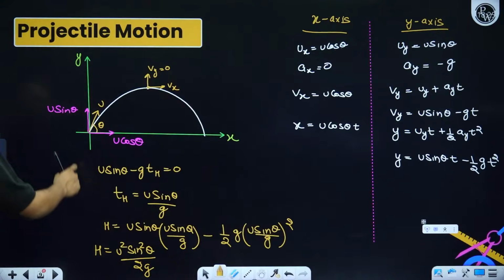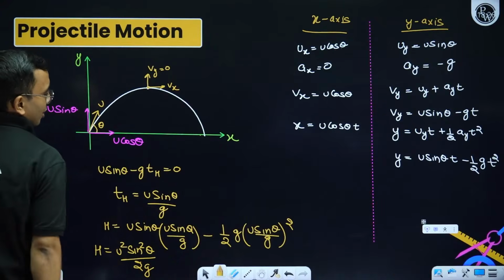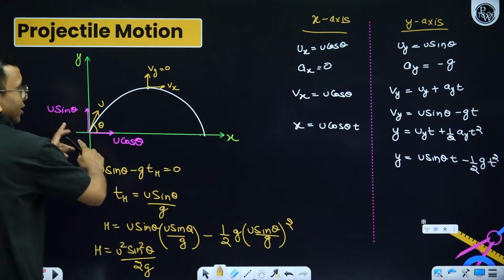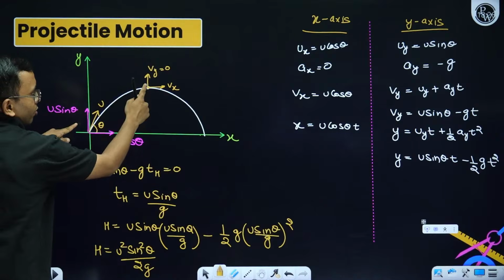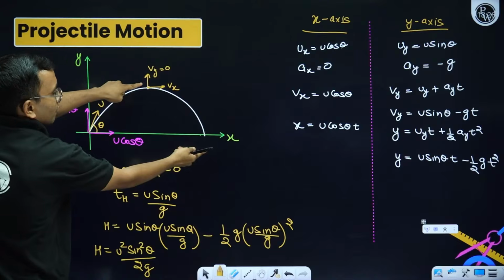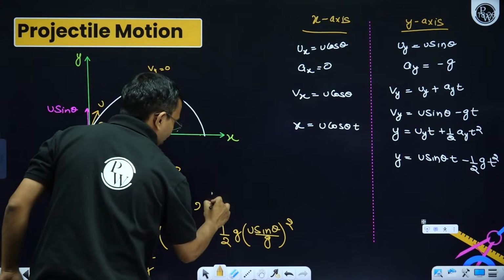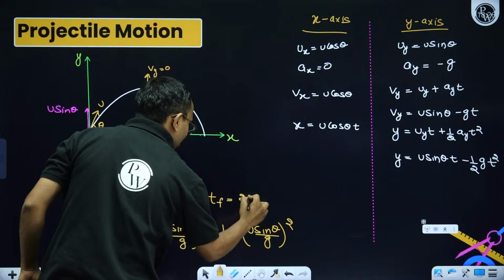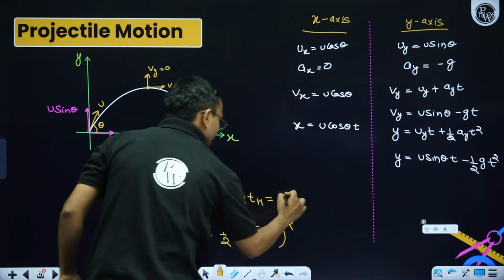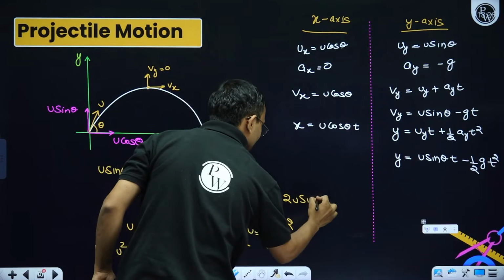So this is the formula for maximum height I got. When the particle will cover the complete motion, that is time of flight, the same time it takes to go to the maximum height, same it will take to come back from the maximum height. So time of flight will be twice of that, which will be 2u sin theta by g.